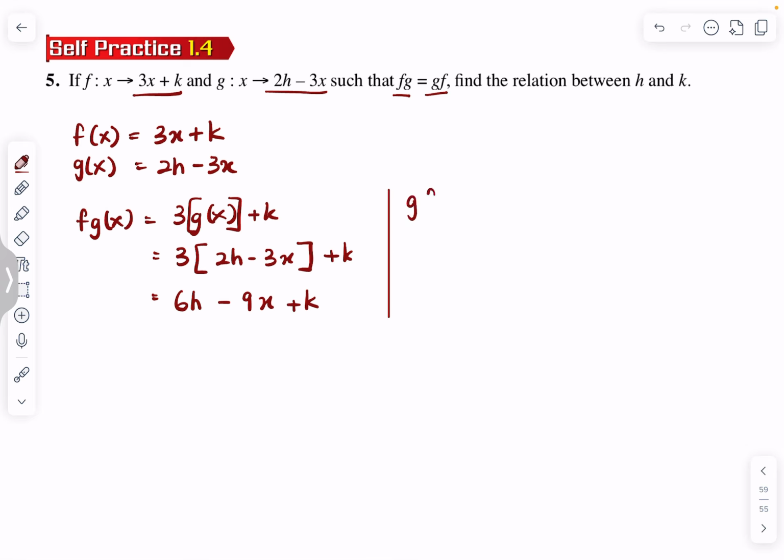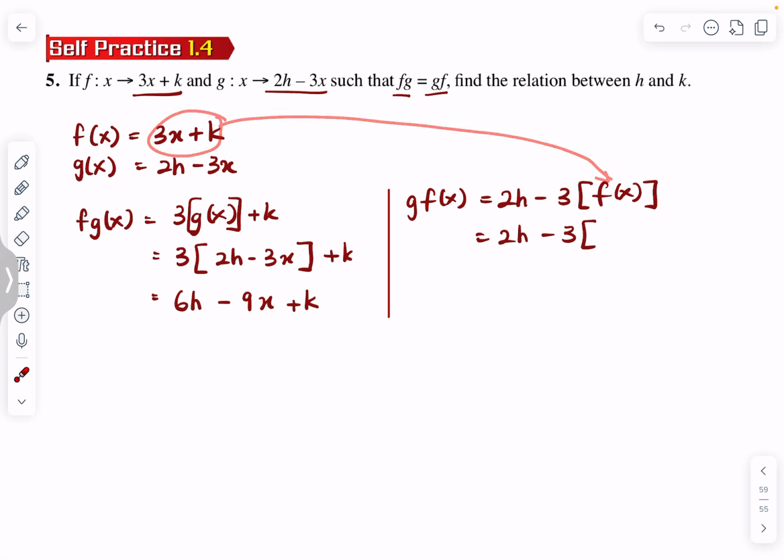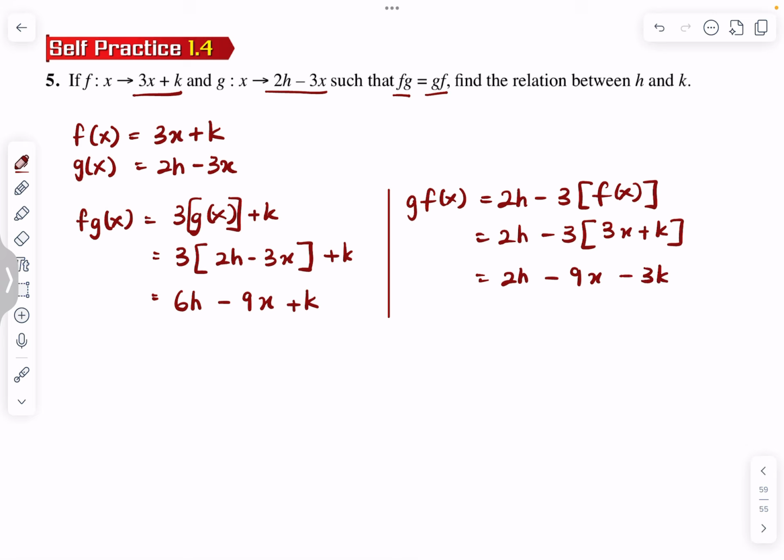Next, we find what is gf(x). So if g(x) is 2h minus 3x, g(y) is 2h minus 3y, gf(x) is 2h minus 3f(x). So we sub the f(x) into here, 3x plus k. 2h minus 9x minus 3k. Alright, so now we got fg(x) and we got gf(x).